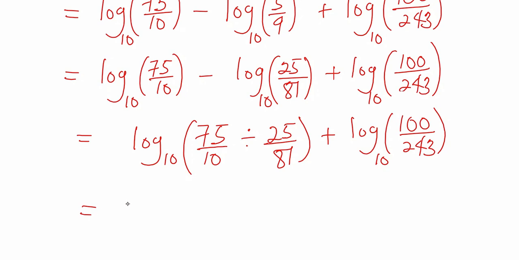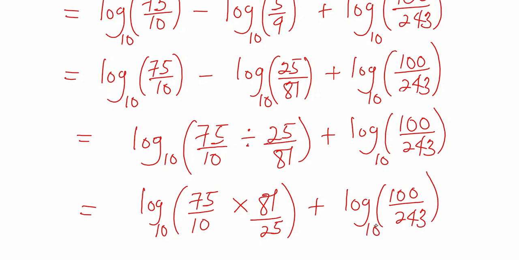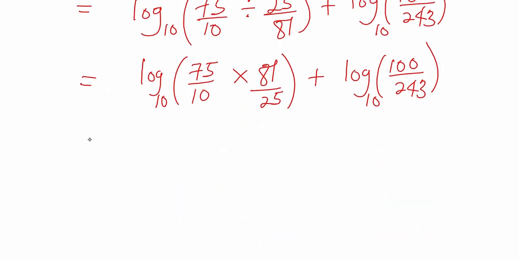Now if that continues, then we can reciprocate that of 25 out of 81 so that we get multiplication here, and then we simplify our solution. Logarithm of now 75 out of 10 maintained, reciprocating this, we have 81 out of 25. Don't forget the base 10, plus logarithm of 100 out of 243 base 10.